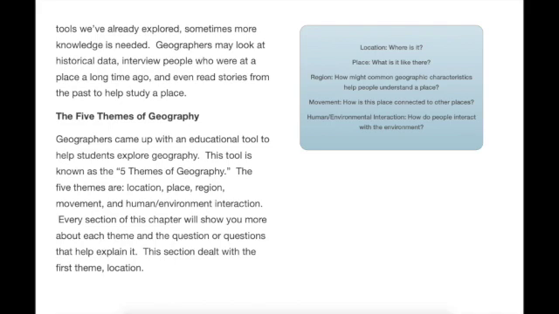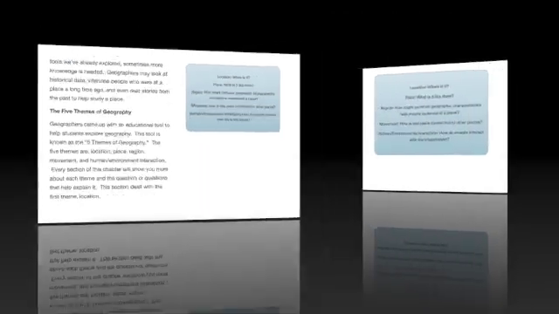The 5 themes of geography. Geographers came up with an educational tool to help students explore geography. This tool is known as the 5 themes of geography. The 5 themes are location, place, region, movement, and human-environment interaction. Every section of this chapter will show you more about each theme and the question or questions that help explain it. This section dealt with the first theme, location.